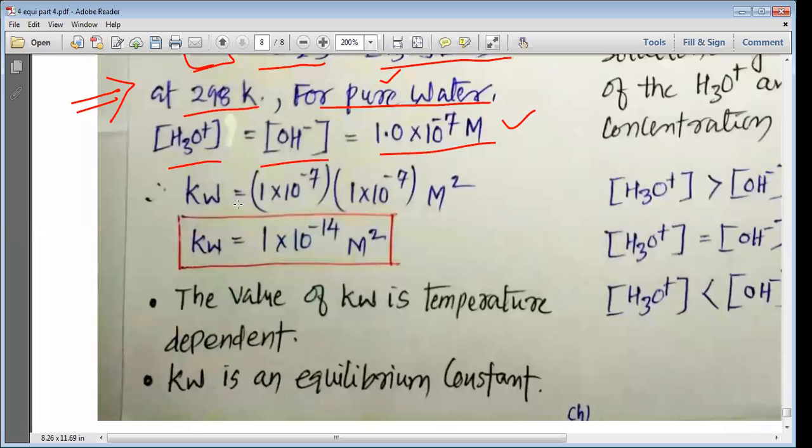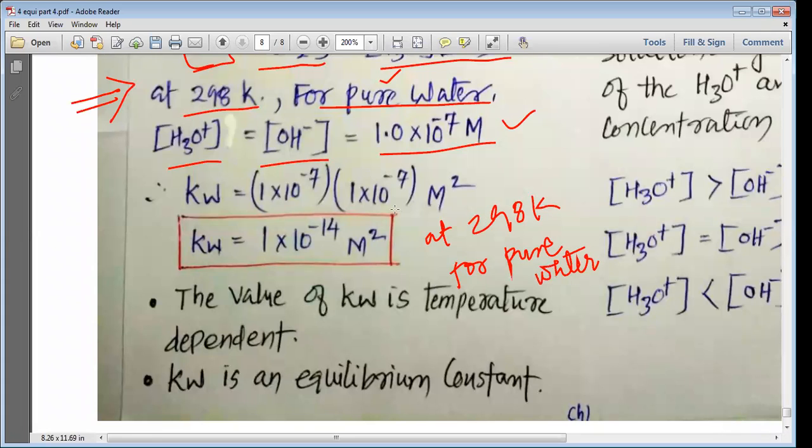So we can write that Kw is equal to the concentration of H3O plus multiplied by the concentration of OH minus, that is 10 to the power minus 7 multiplied by 10 to the power minus 7, which is 10 to the power minus 14. And that is why we can say that Kw has the value 10 to the power minus 14 molar square at 298 Kelvin, and that is for pure water. Please remember this.